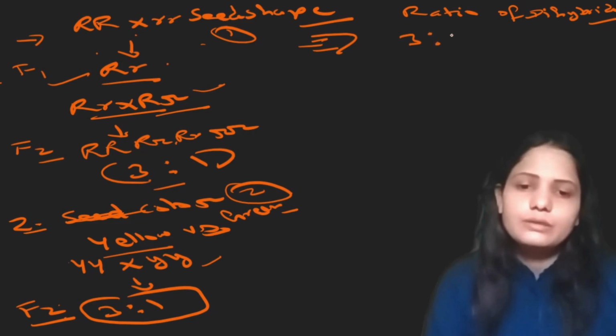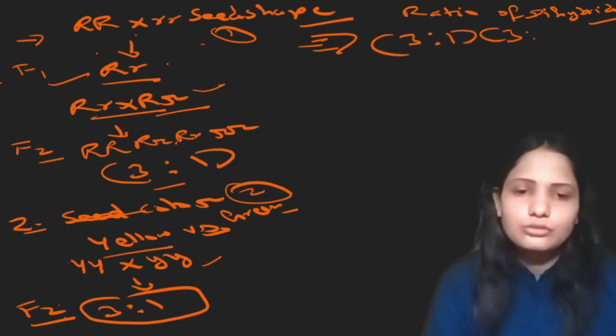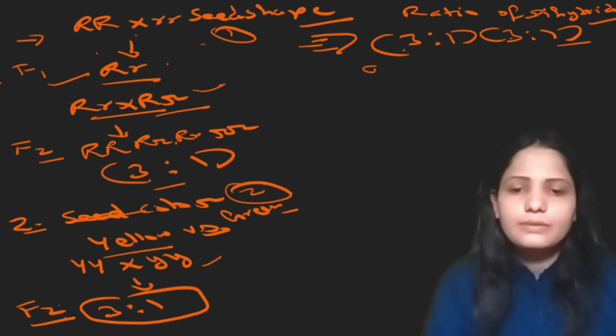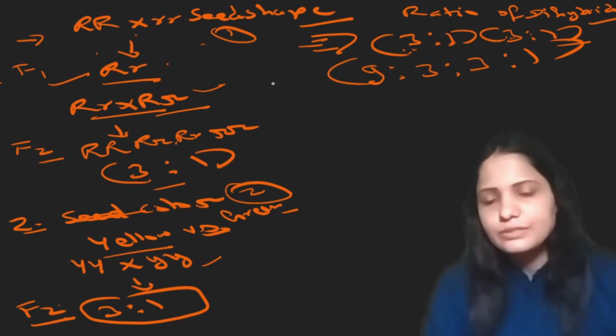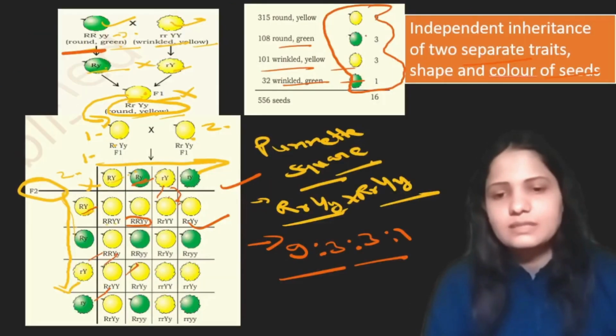What you can do here is simply multiply these monohybrid cross ratios. If you multiply, what will you get? 3 into 3 is 9, 3 into 1 is 3, then 1 into 3 is 3, and 1 into 1 is 1. And this is the ratio of the dihybrid cross that we saw in the previous slide. This is the ratio we are looking for.